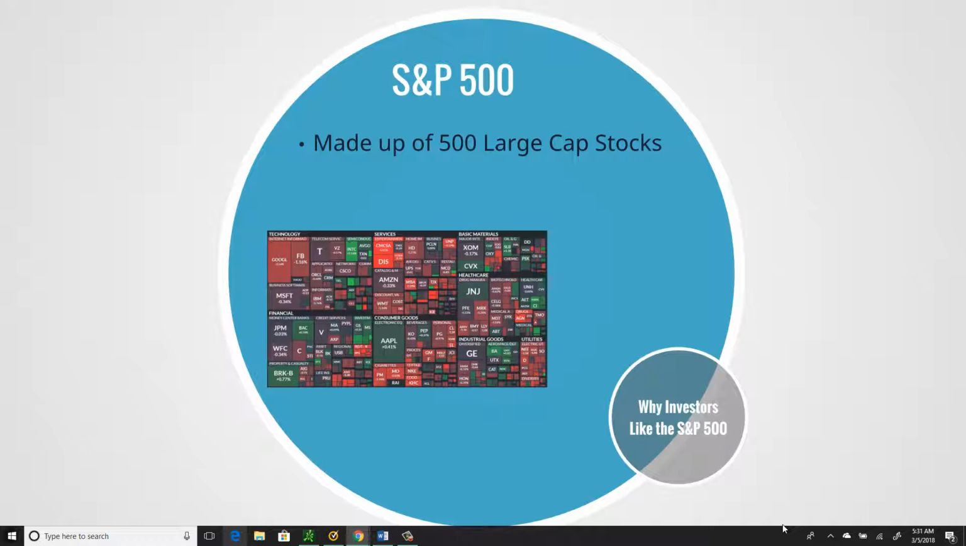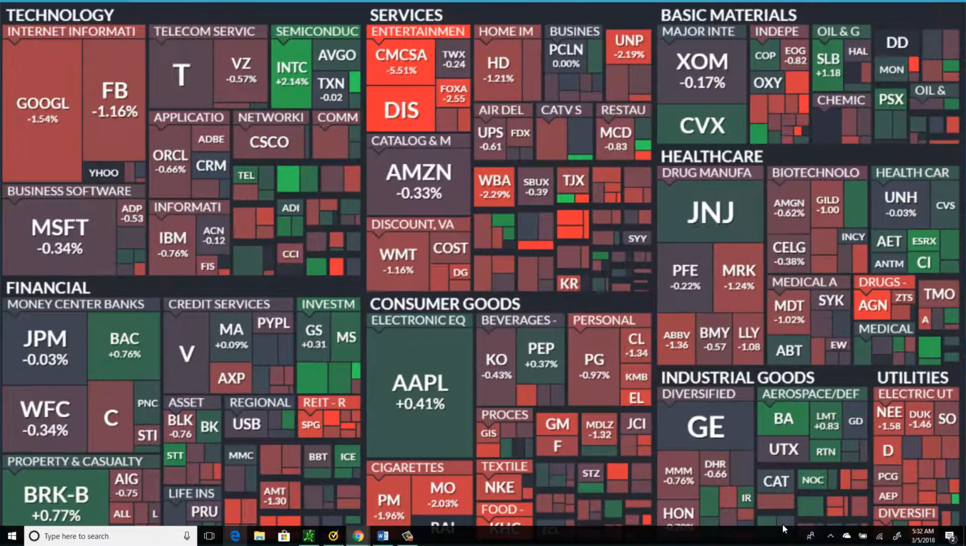Well, the thing that we like about looking at the S&P, and what I have here is a picture of what's called a heat map. Now, this heat map was found at finviz.com, and anybody can just go and take a look at this heat map. One of the things that I want you to notice about this heat map is that it's broken up into different sectors. If you look at the black bars, you'll see technology, services, basic materials, financial, consumer goods, healthcare, industrial goods, and utilities. And each one of those black bars represents a sector of the market.